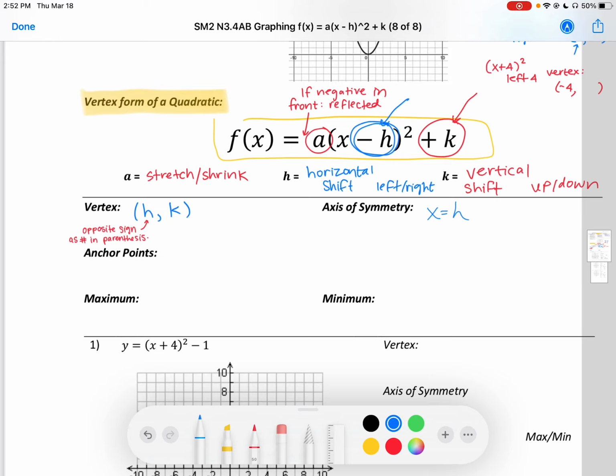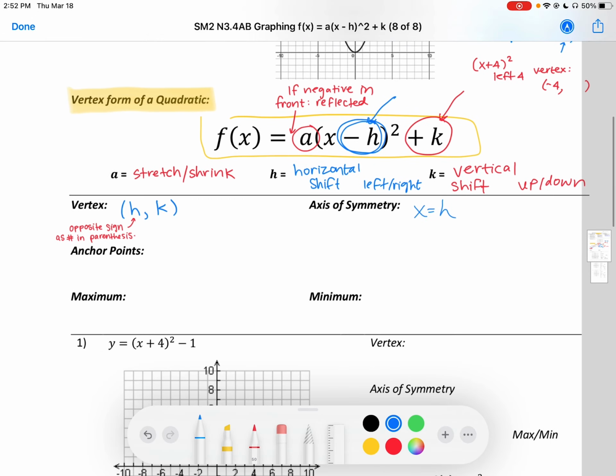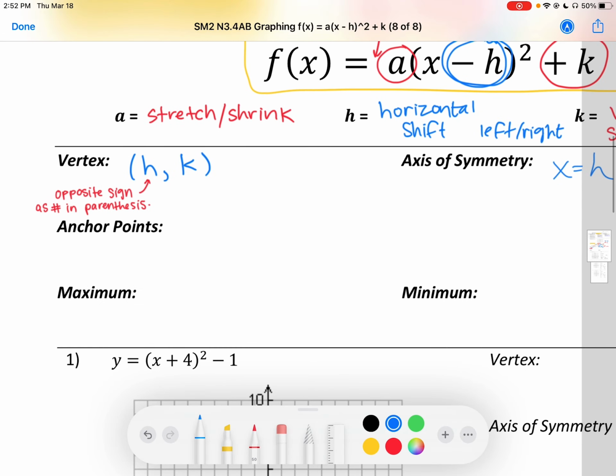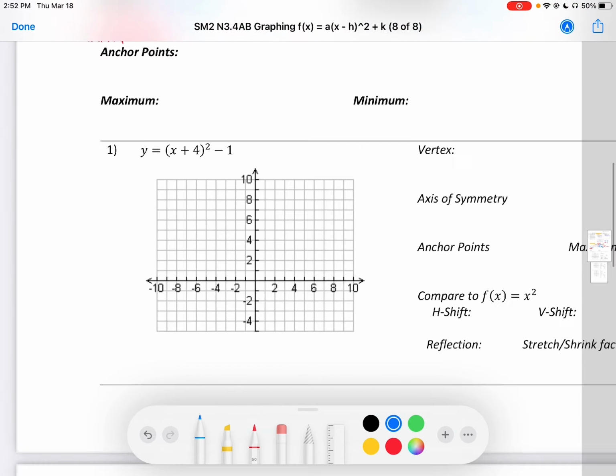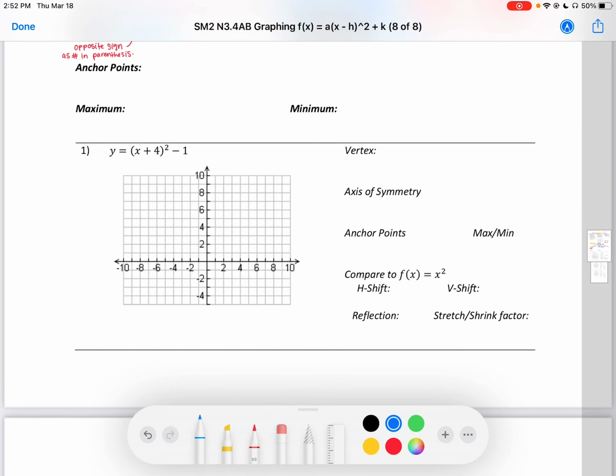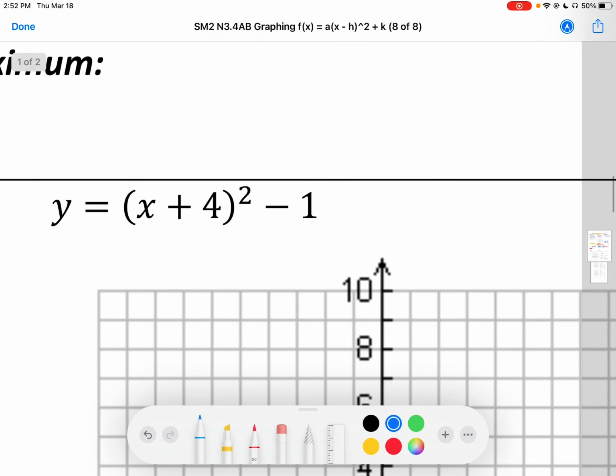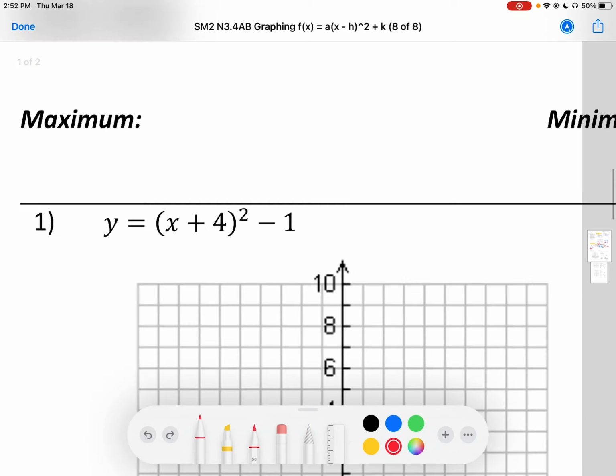I know some of this seems a little abstract with the h's and k's and stuff. So let's pause on anchor points and max and min, and let's actually just graph one and see if we can understand this better. Okay, so let's look at our function right here. Now, I know that this is in vertex form because I see this number being added or subtracted to the x inside the parentheses. Okay, so I'm going to graph it.